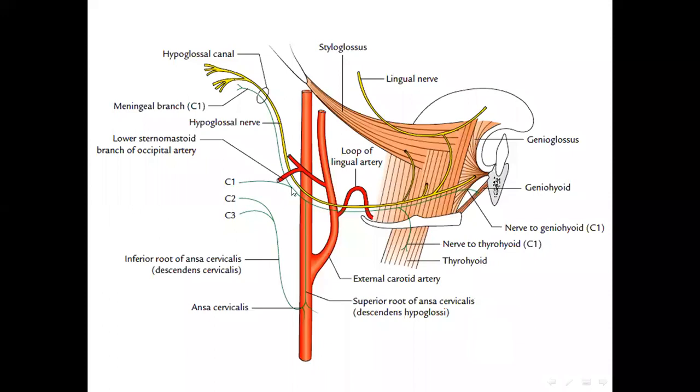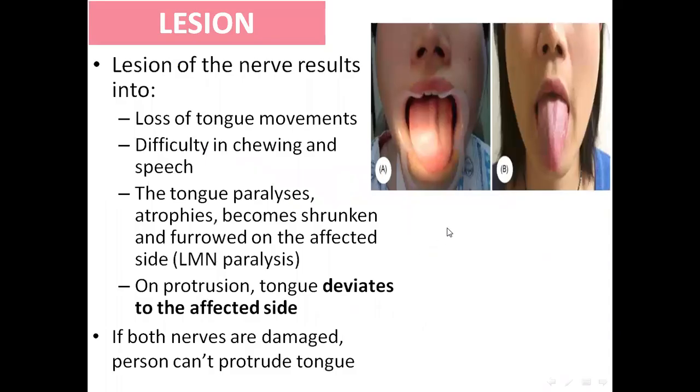So you can see how this hypoglossal nerve is coming out, crossing the carotid sheath and supplying the muscles of the tongue. Suppose this nerve is damaged, a lesion of the nerve results in loss of movements of the tongue, difficulty in chewing and speech. The tongue paralyzes and you will see atrophy of the tongue. The tongue is shrunken and furrowed on the affected side.